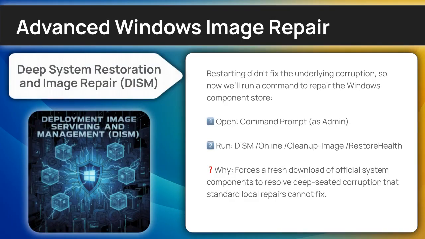Restarting didn't fix the underlying corruption, so now we'll run a command to repair the Windows component store. First, open command prompt as admin. Second, you're going to type dism /online /cleanup-image /restorehealth, then hit enter. Why are we doing this? Well, this forces a fresh download of official system components to resolve deep-seated corruption that standard local repairs cannot fix.